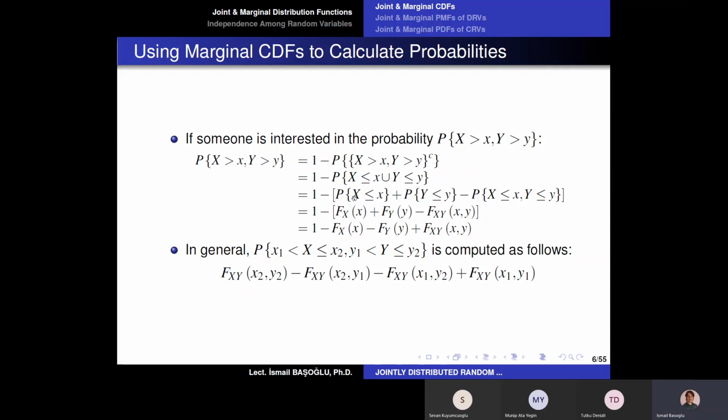And the probability of the first event is the marginal CDF of X at x. And the probability of the second event is the marginal CDF of Y at y. And the probability of the intersection is the joint CDF at x and y. And because we have a minus sign here, this means that probability here will be calculated as subtracting the marginal CDF of X at x, the marginal CDF of Y at y, and after that we are going to add the joint CDF at x and y.